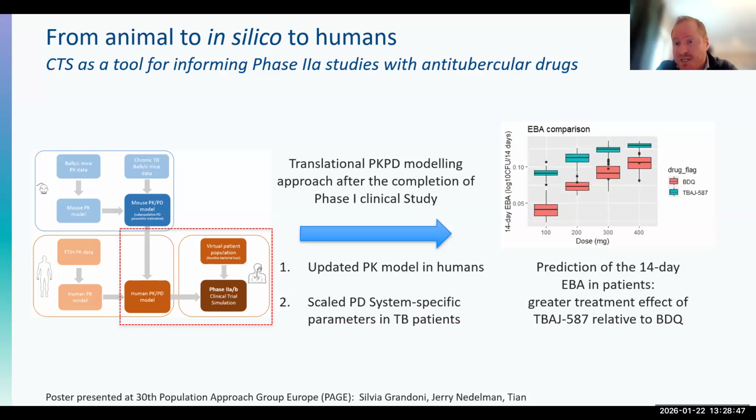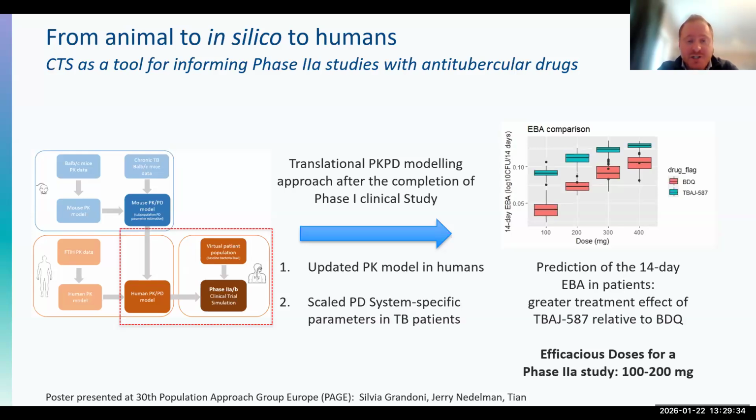The blue boxes refer to TBAJ-587, while the red ones refer to bedaquiline. As you can see, based on our prediction of the 14-day EBA study in TB patients, there is a greater treatment effect of TBAJ-587 relative to bedaquiline. Additionally, taking into account that the approved dose for bedaquiline is 400 milligrams, the reduction in CFU achieved with 400 milligrams of bedaquiline is similar to the reduction achieved with TBAJ-587 when a dose of 100 to 200 milligrams is administered.